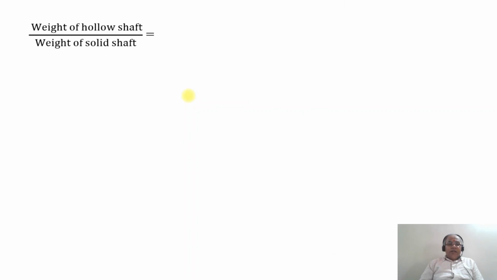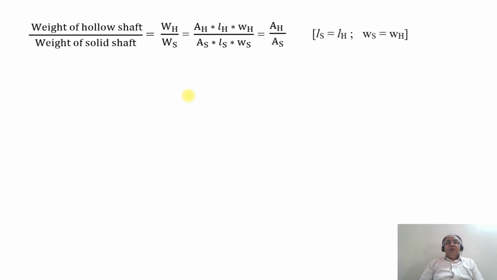So weight of hollow shaft divided by the weight of solid shaft will be WH by WS, which will be equal to AH into LH into small wh divided by capital AS into length of the solid shaft into specific weight, which is small ws. So on simplification, as we know, LH is equal to LS and small wh will be equal to small ws, which will be equal to AH by AS.